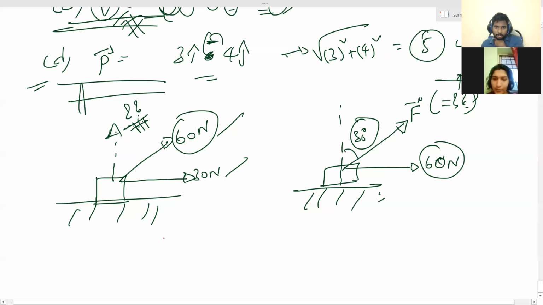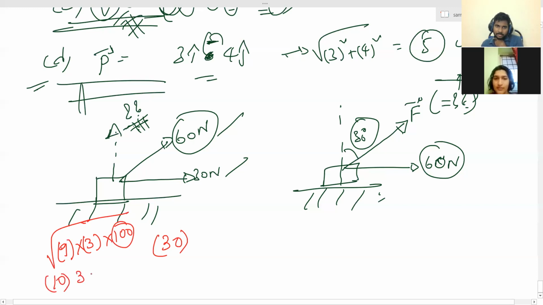What did you do? Sir, I shifted to 2,700, whole route. 2700 means can I write this as 9 into 3 into 100? Yes, sir. Root 100 is 10, root 9 is 3. The answer will be 30 root 3.